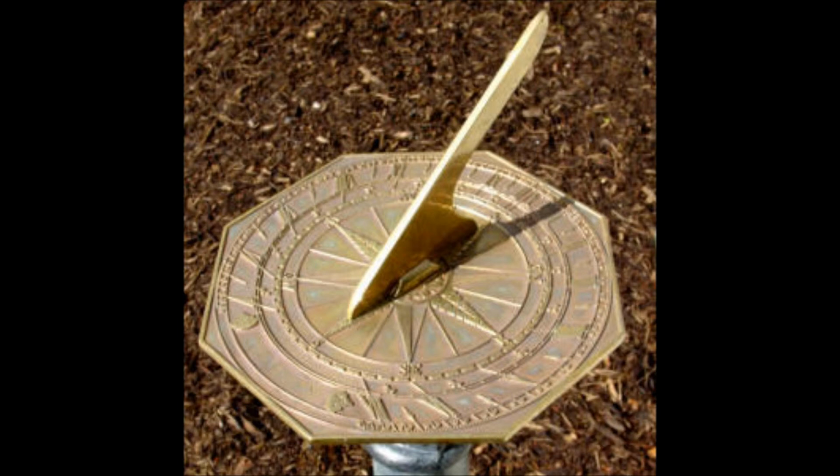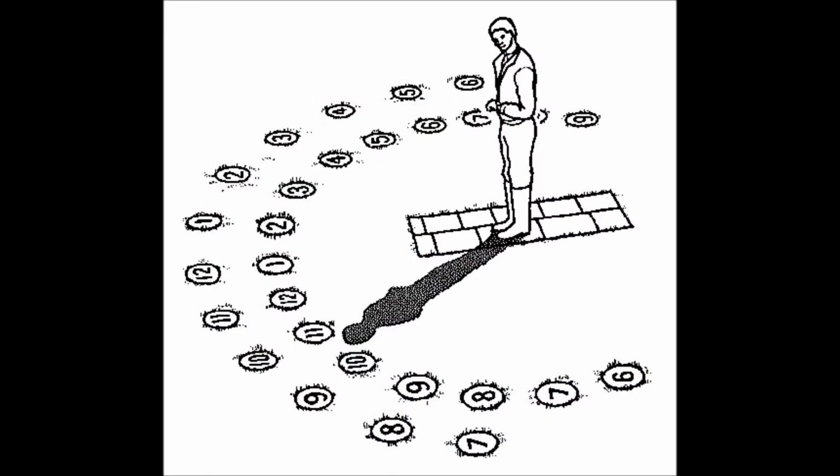Hundreds of years ago, people used sundials, such as this one, to tell time. You can tell the time of the day by the shadow the sun makes. A sundial only uses the sun and shadows.